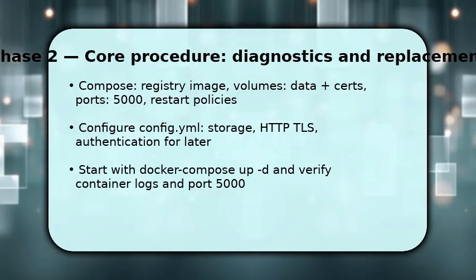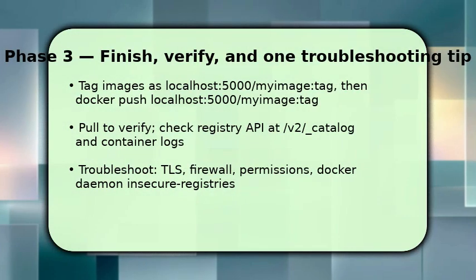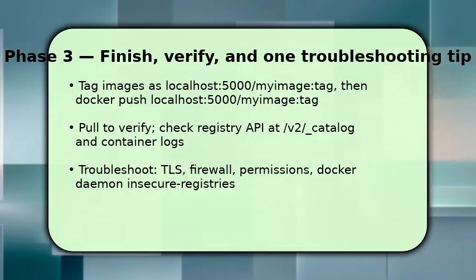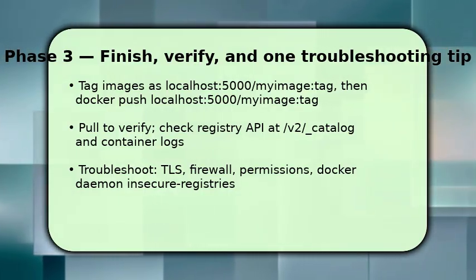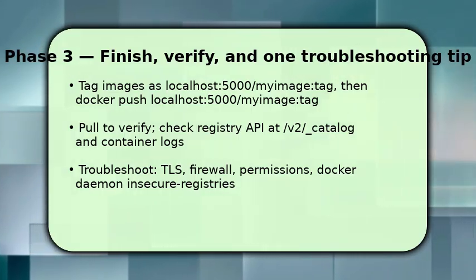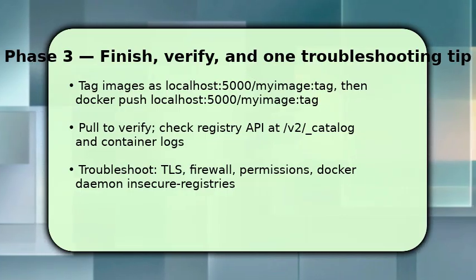You tag a local image as localhost:5000/myimage:tag and push it. This verifies write access. Once pushed, pull it back on the same host or another machine to confirm retrieval, and query the registry API endpoint /v2/_catalog to list repositories.